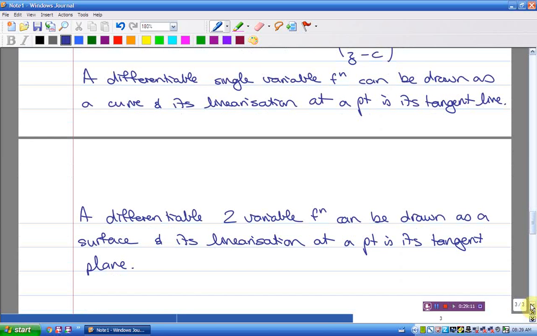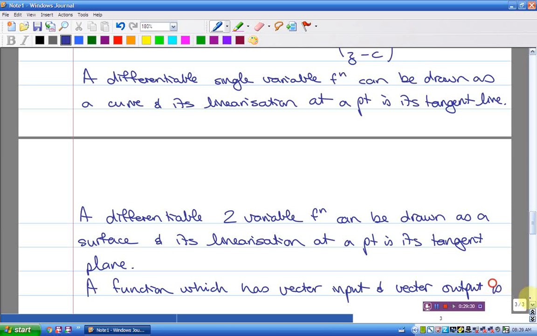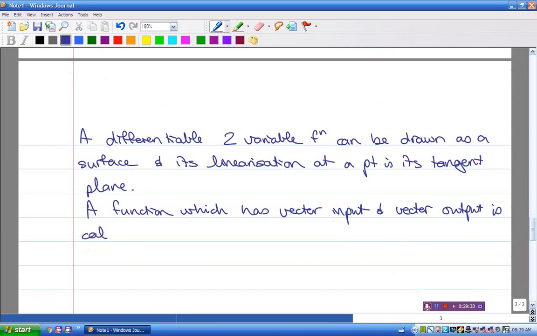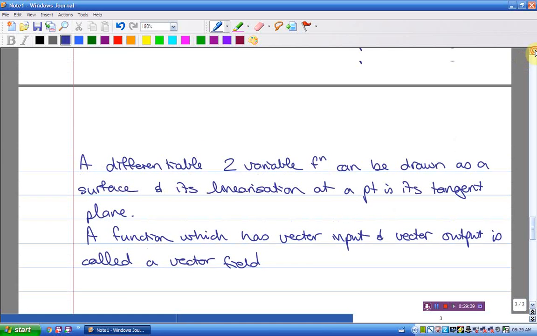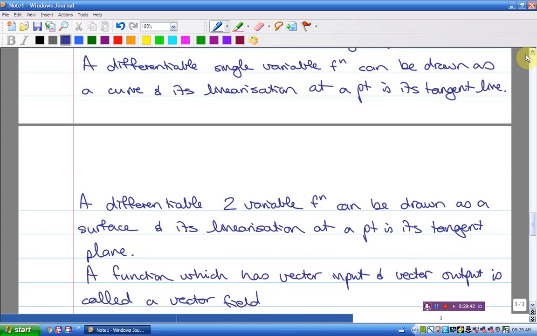So what about this animal that we're currently dealing with? A function which has vector input and vector output, like this capital F story, is called a vector field. Am I scrolling too fast? That big gap doesn't help, does it? It's called a vector field, it cannot be drawn as a single object, like a curve or a surface.